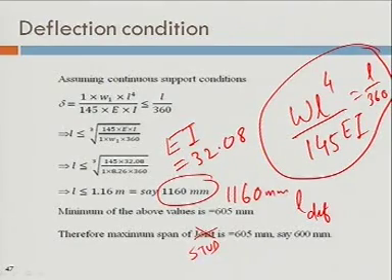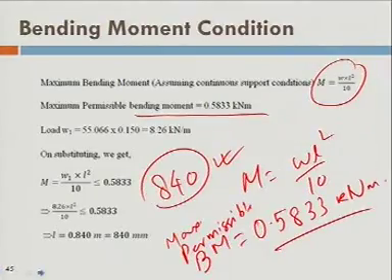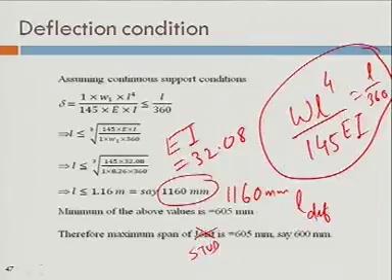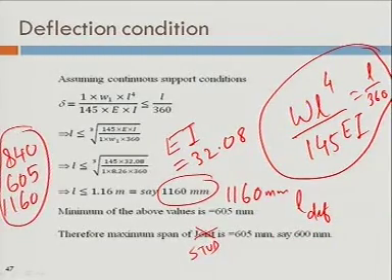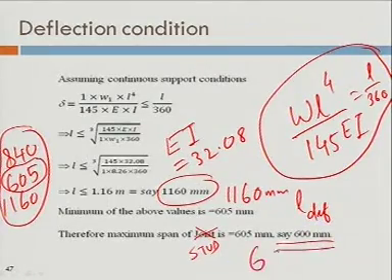So now we have to take the minimum of the 3. So we get 3 values. 840, 605 and 1160. These are the 3 values we have got. We choose the minimum, 605. Let's say it is 600 millimeter. Let's take this as 600 millimeter as the span of studs.